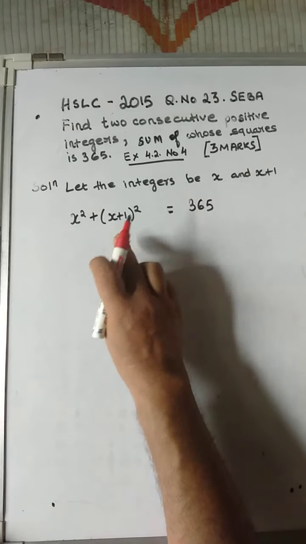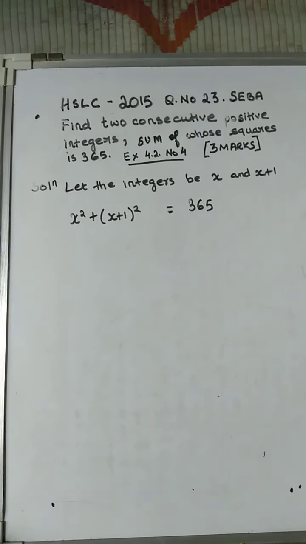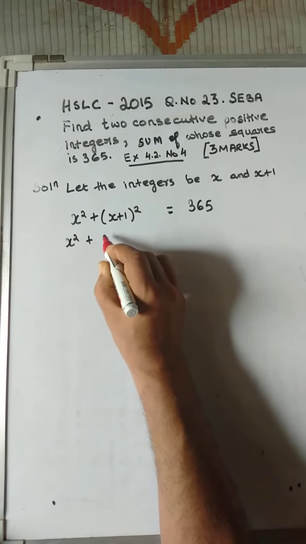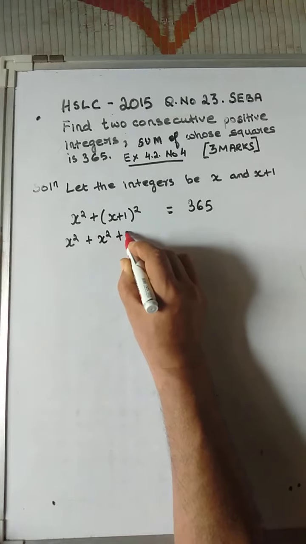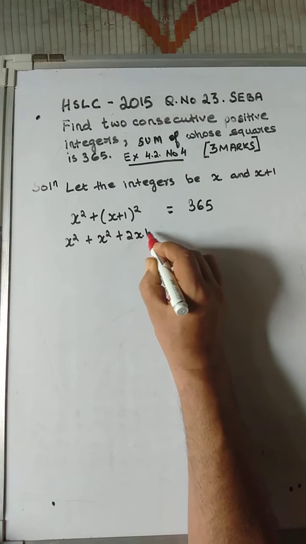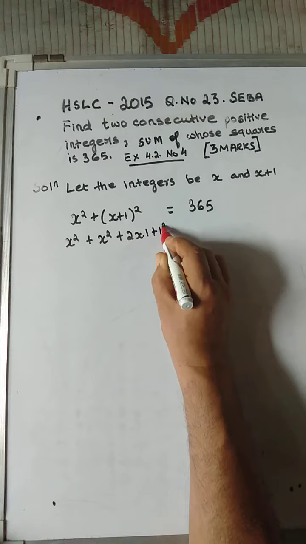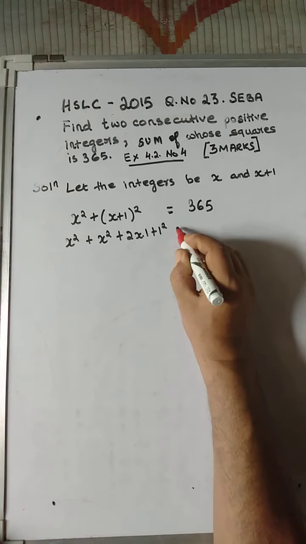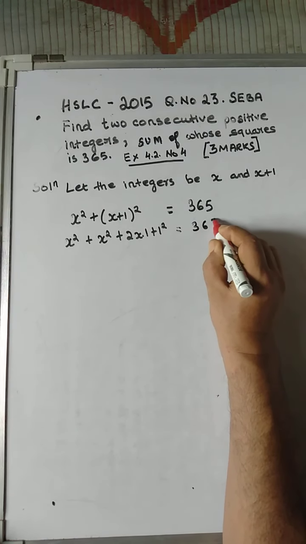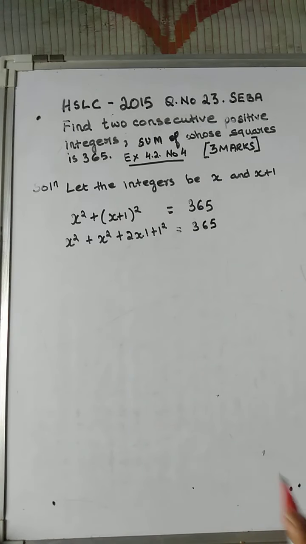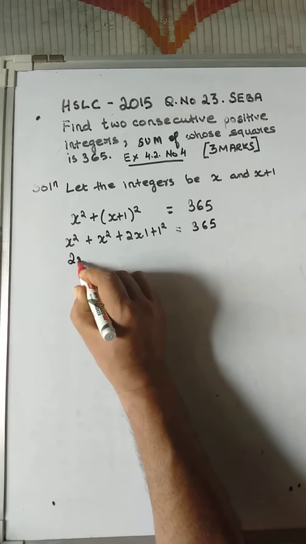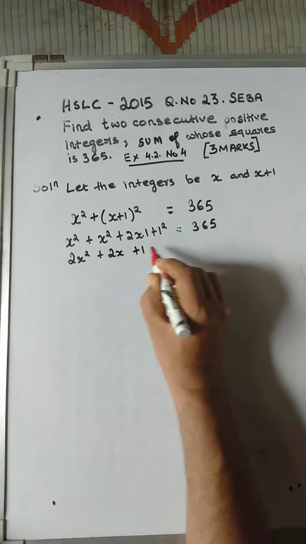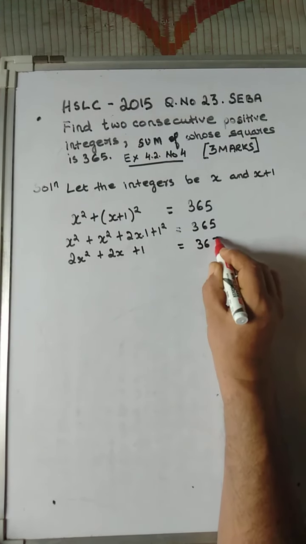And you need to apply the special product of x plus y whole squared there. So it would become x squared plus 2xy plus y squared, which means taking 1 as y when you use the special product, is equal to 365. You're almost getting a quadratic equation here. So this becomes 2x squared plus 2x plus 1 is equal to 365.